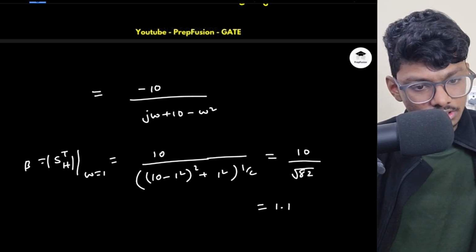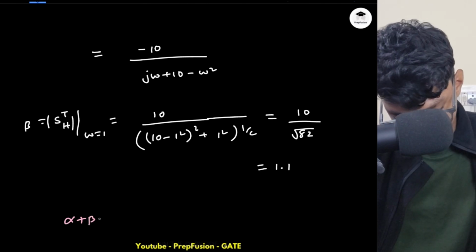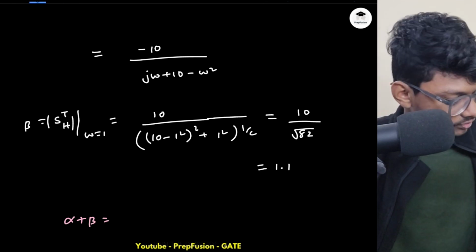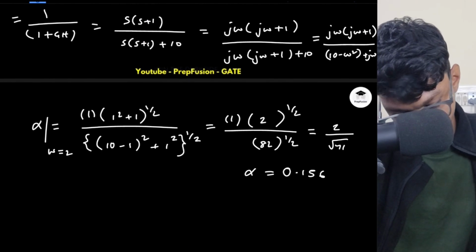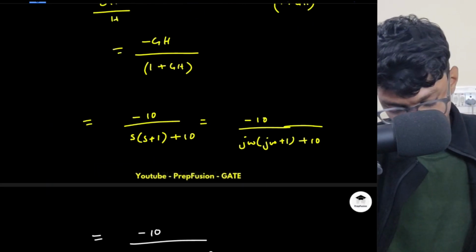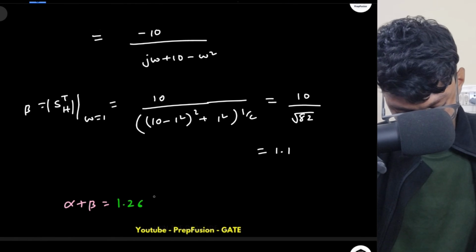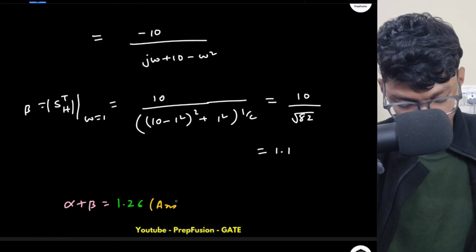Now what answer do we have to find out? We have to find out this alpha plus beta. Alpha plus beta is my answer. So 1.1 plus 0.26, something like that, right? 0.156 plus 0.156 is equal to 1.26. So this will be the answer to the question.